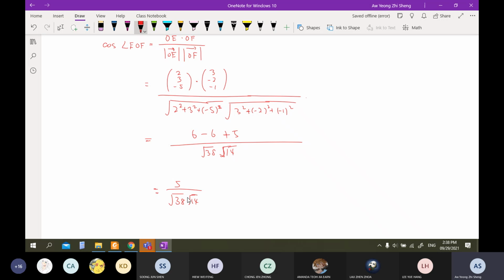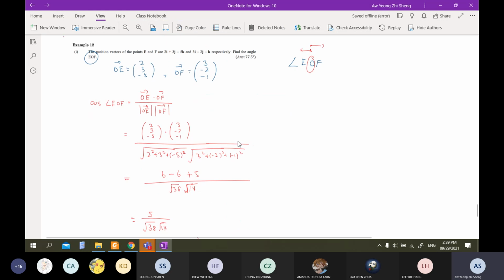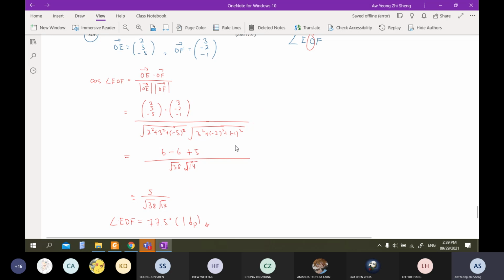Whether or not you want to multiply your 38 and 14 together is optional, because you are about to take inverse cos anyway. So just take cos inverse of this fraction. That will give you angle EOF, 77.5 degrees to 1 dp. That's it. The final answer is rounded to 1 dp. Earlier, for the 135 in the previous question, there's no need for a 0.0 there because that was an exact value.